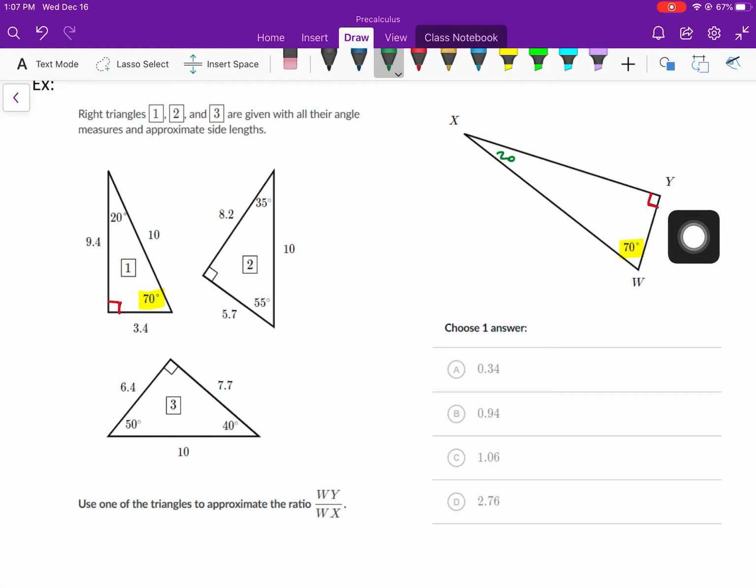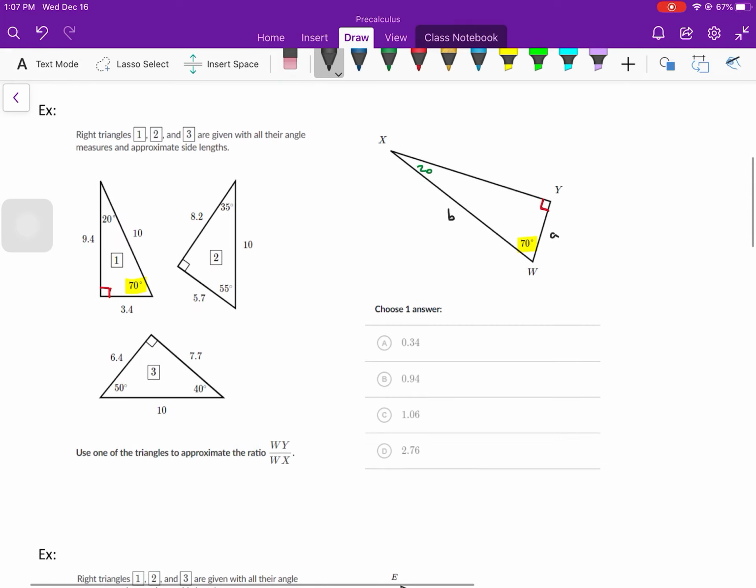We want WY over WX. Actually, it's this side here. So let me just call this A and this B. It might be a little bit easier to think of it that way. So what we want is A over B. Now realize what's opposite here. B is the hypotenuse because it's across from the right angle. That makes it the hypotenuse.